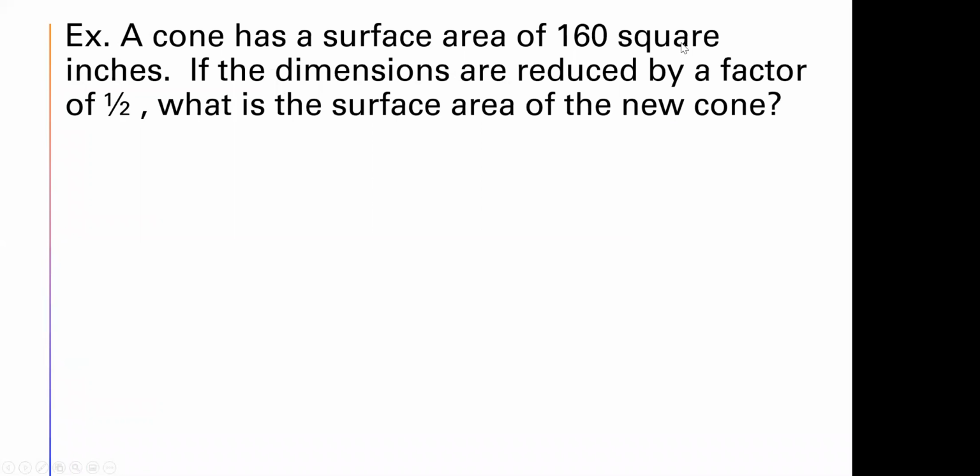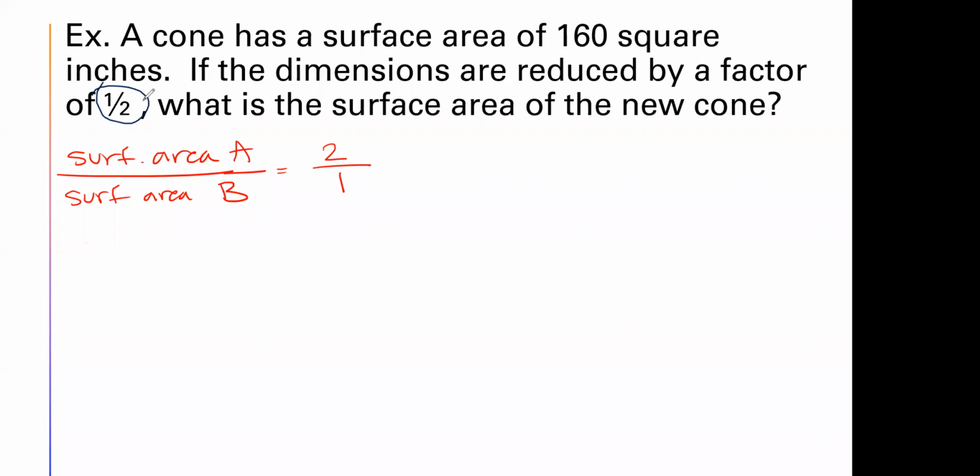A cone has a surface area of 160 square inches. If the dimensions are reduced by a factor of 1/2, what is the surface area of the new cone? We've got the surface area of the first cone, let's call it A, and we're comparing that to the surface area of cone B. It says it's reduced by a factor of 1/2, so that means the surface area of A is twice as big as the surface area of B. So our scale factor is going to be 2/1. It may seem tricky because you might have thought 1/2 is the scale factor, but it says it's reduced by 1/2, so the surface area of cone A is larger than cone B. How much larger? Two times as large.